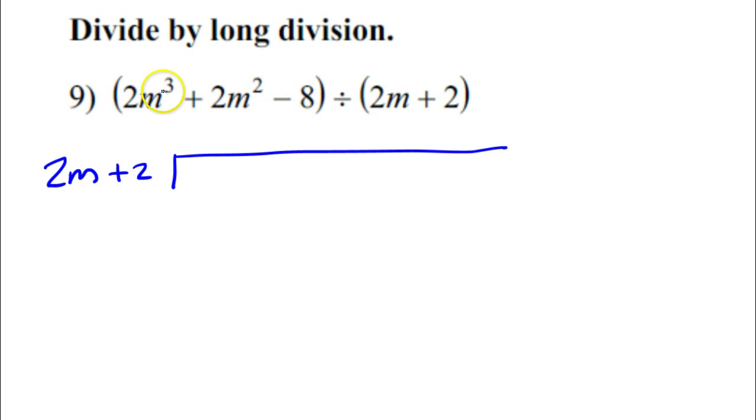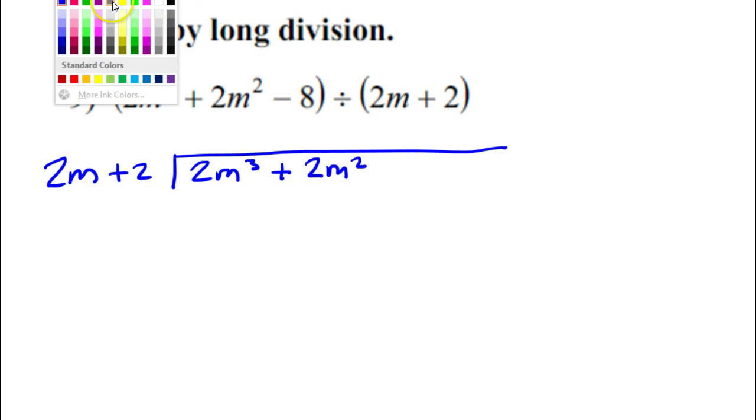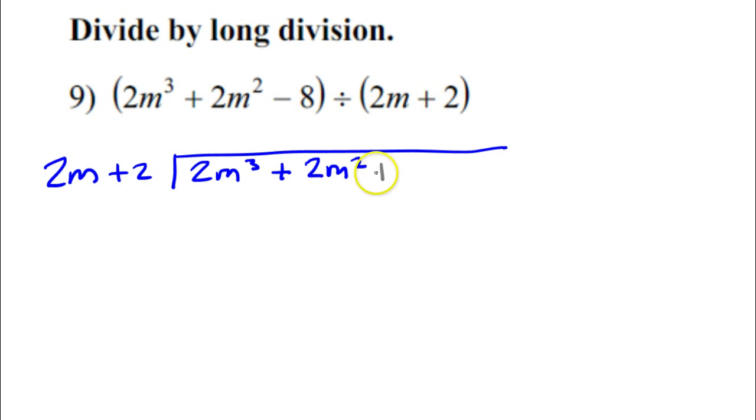Watch out for missing terms. I see cubic, quadratic. The linear term is missing. The x term is missing. So I'm going to have to put a placeholder there. So I have 2m to the third power plus 2m squared. Now here comes the placeholder term. Alright, so I'll say plus 0m. And then the constant minus 8. Alright, so make sure you use a placeholder for any missing terms.